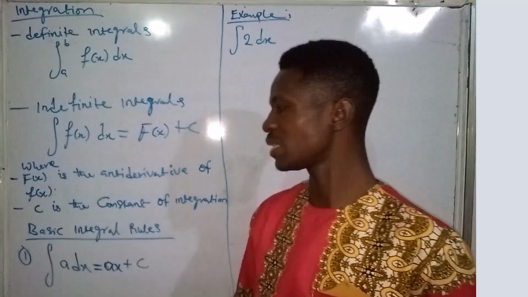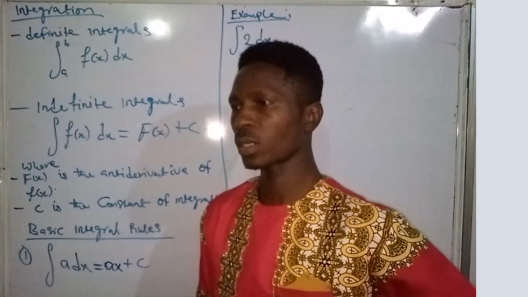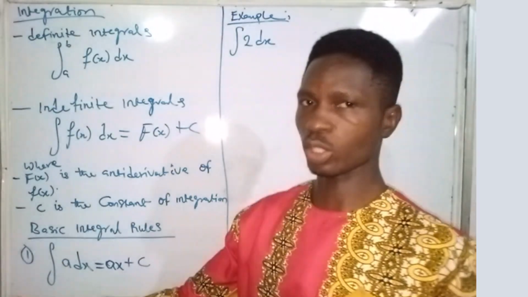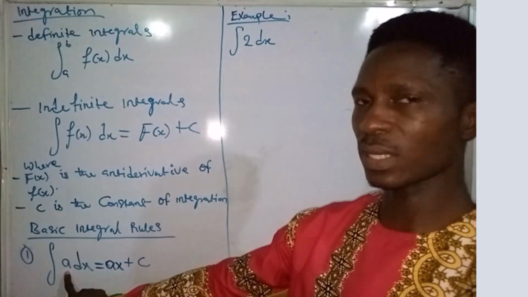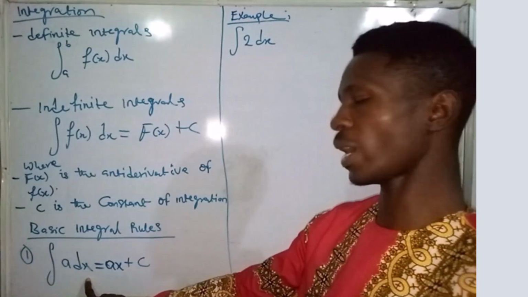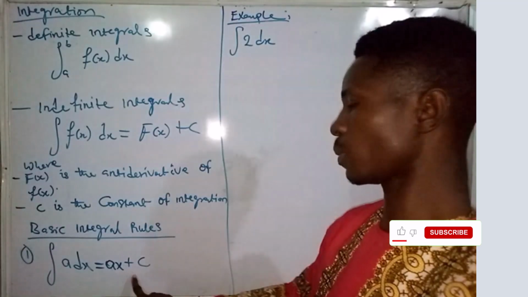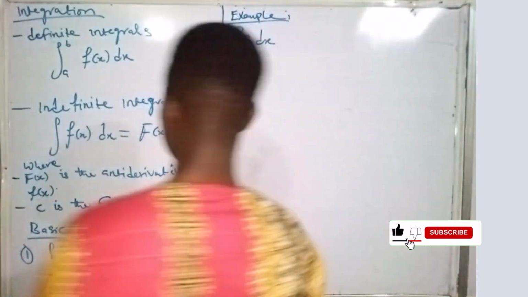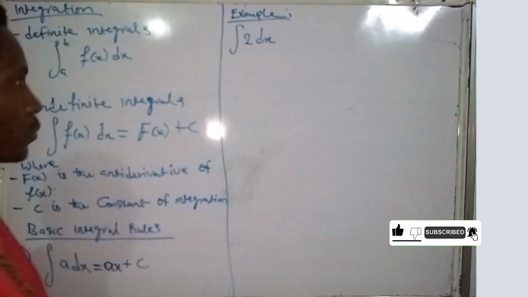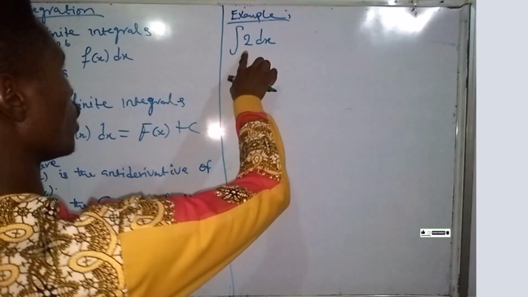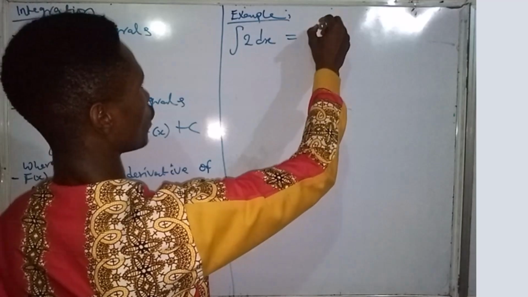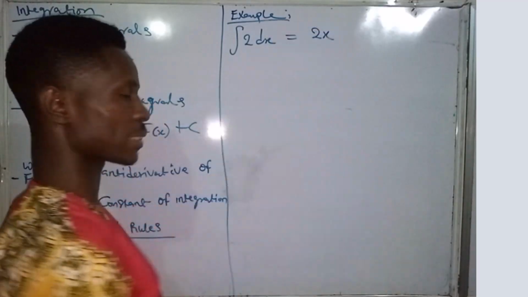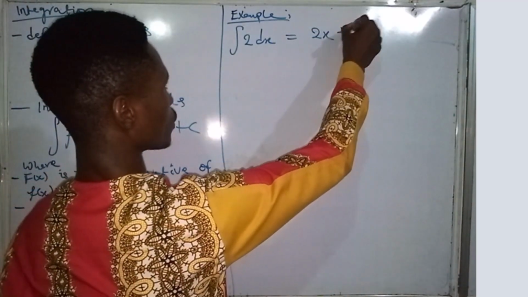Now we also have basic integral rules. The first rule is the integration of a constant. So a here is a constant. When you integrate a with respect to x, you're having ax plus c. So using a real number 2, if we say integral 2 dx, this is going to give us 2x plus c.